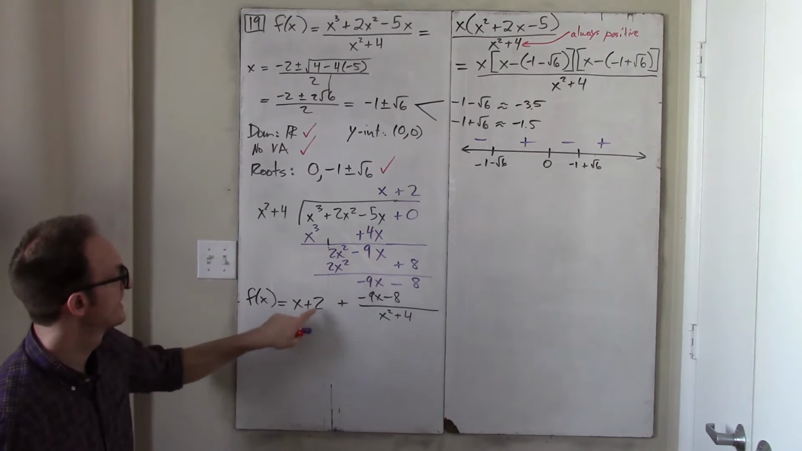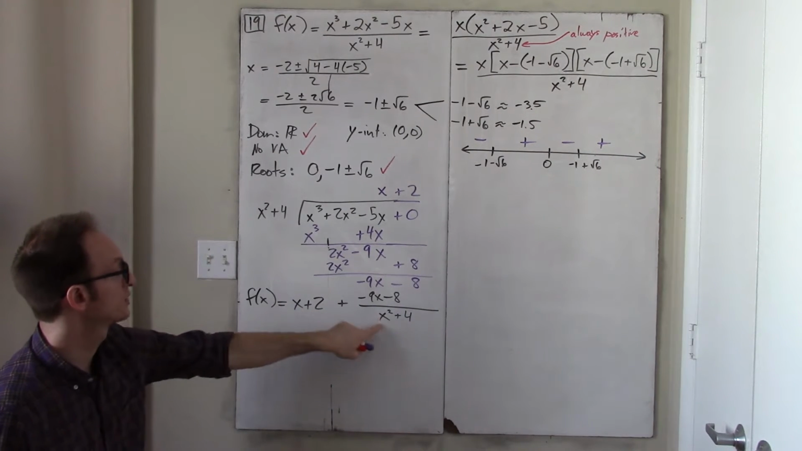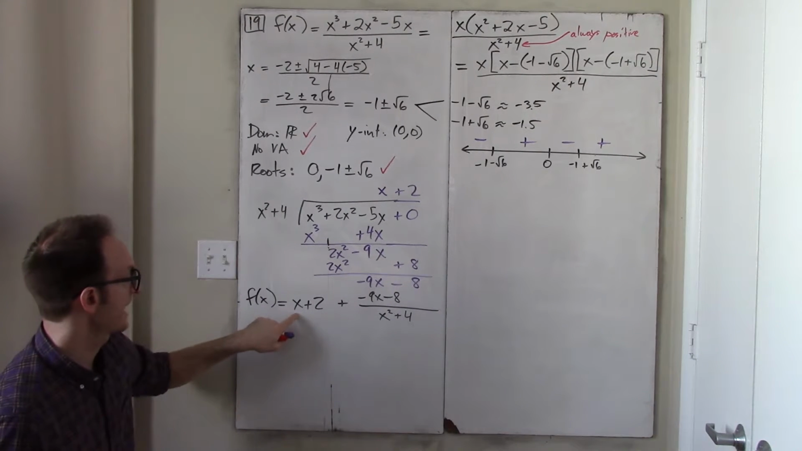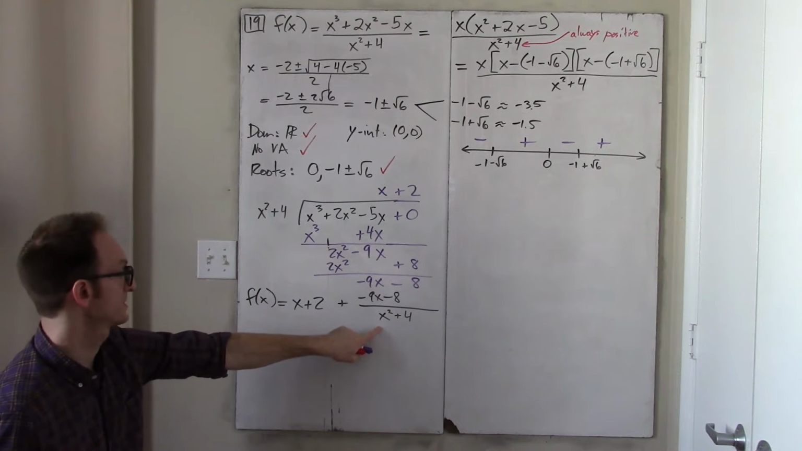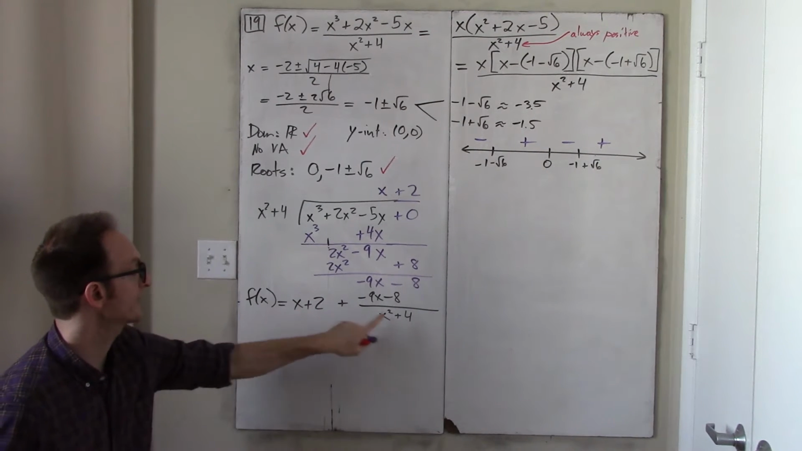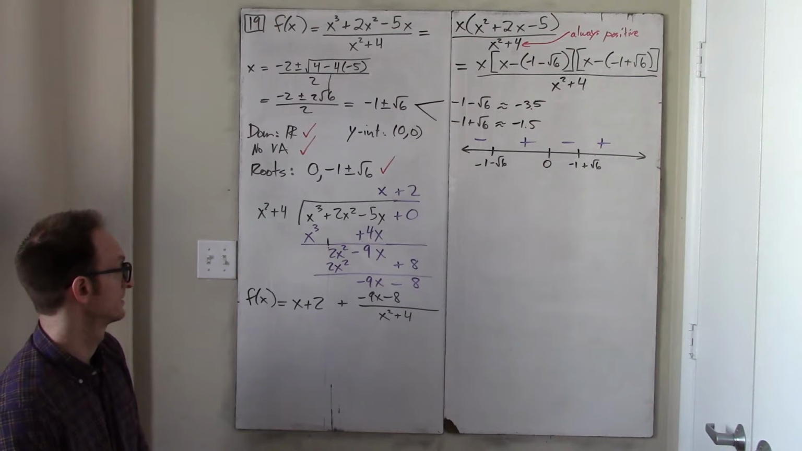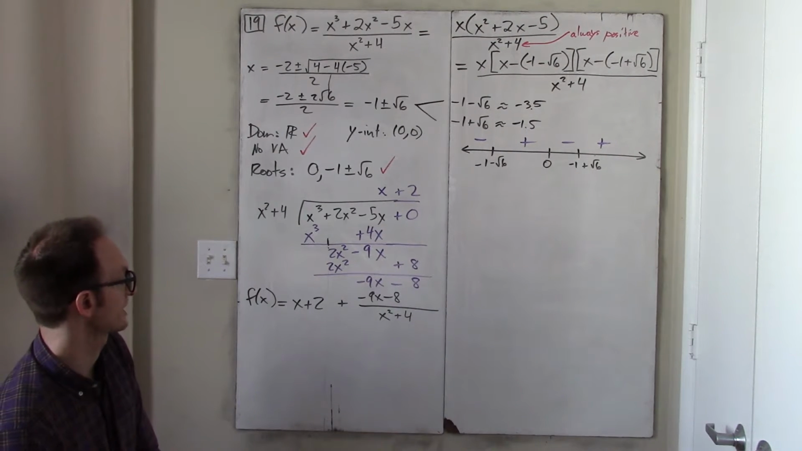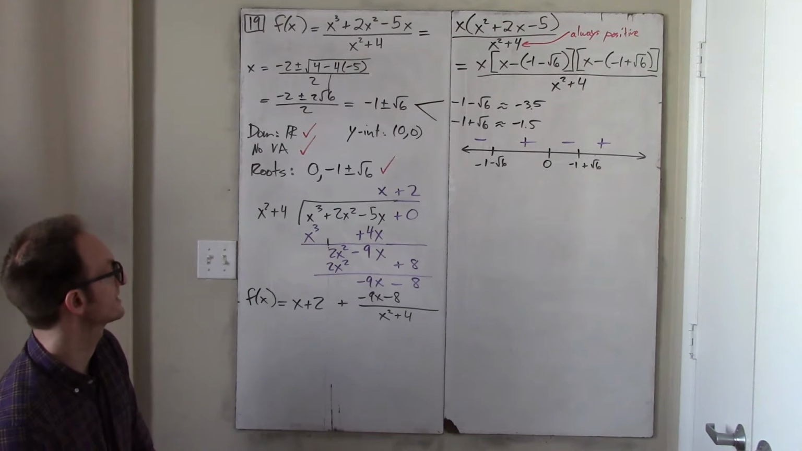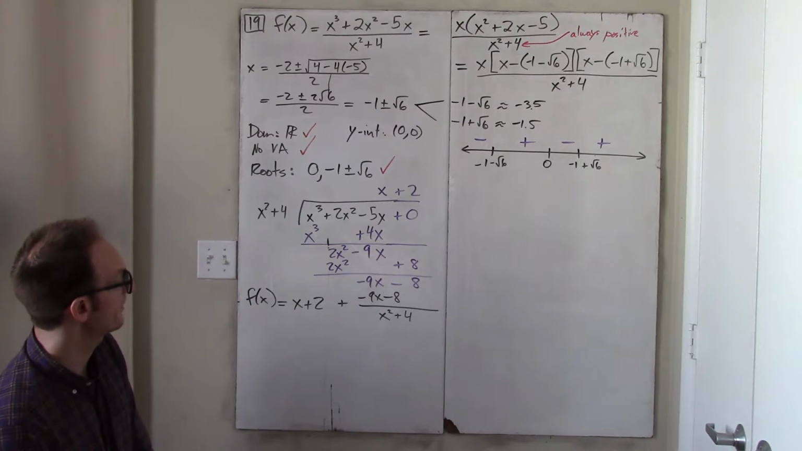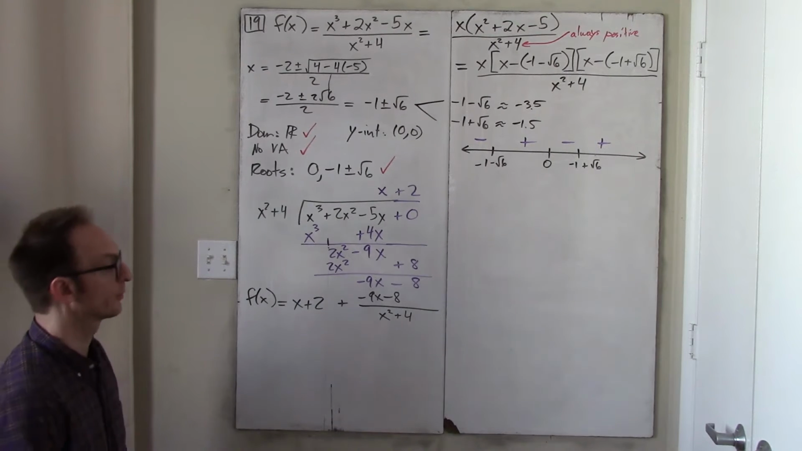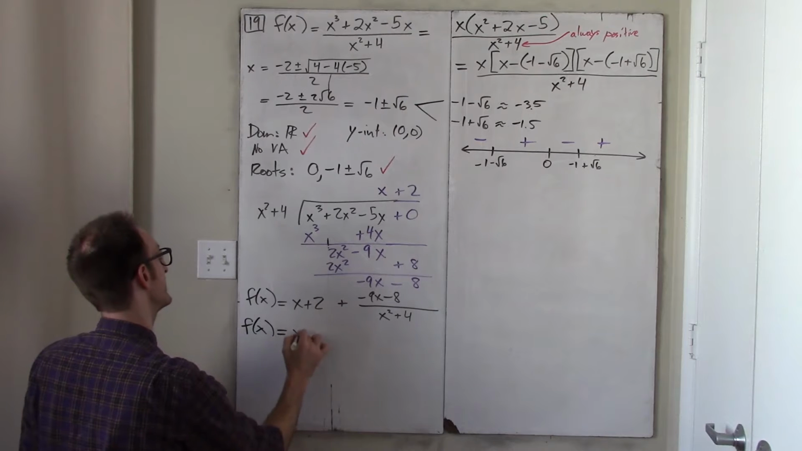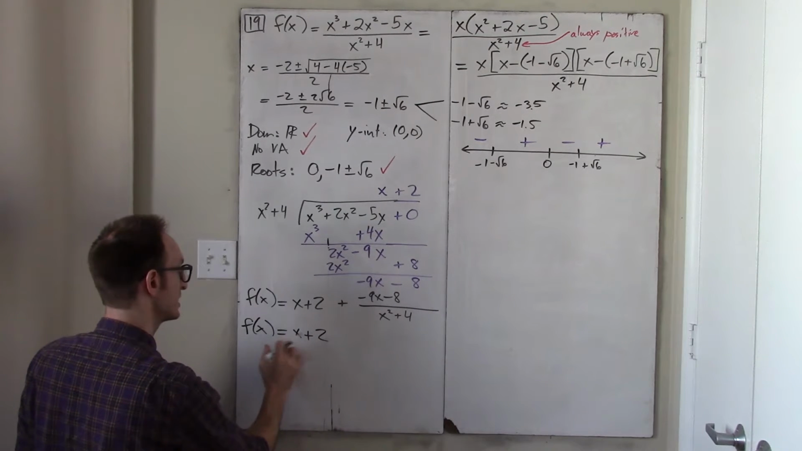Multiplying back through, I get an x cubed, I get a 2x squared, and then I get a 4x minus 9x, which is negative 5x, and then a minus 8. I don't feel like checking this further. Okay, so we're good. The last thing I might want to do is write this as x plus 2.